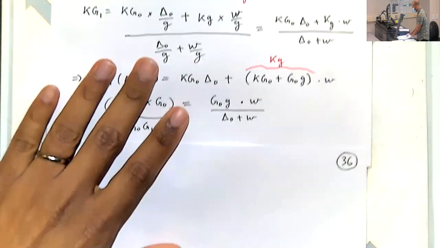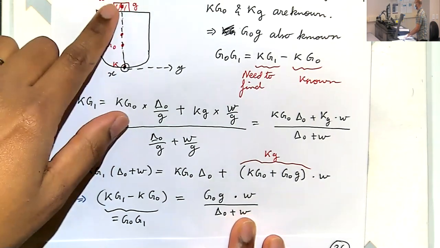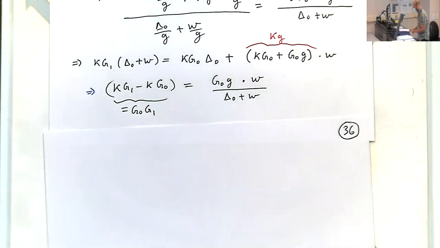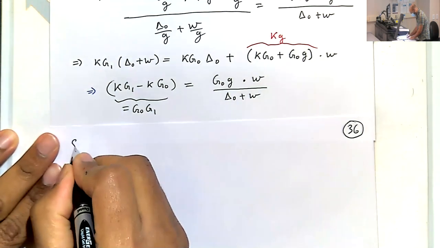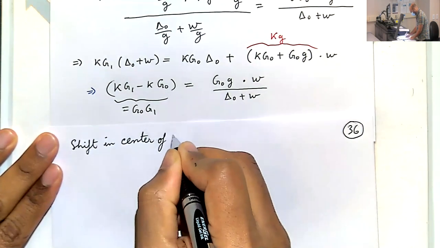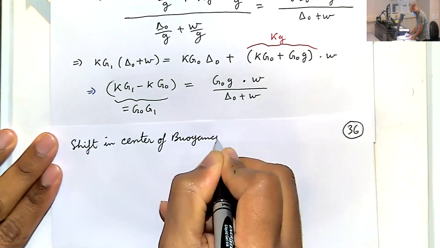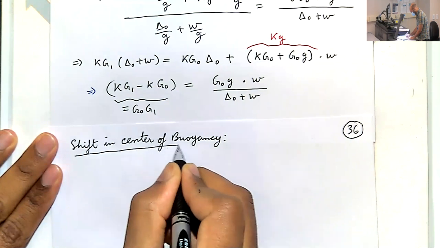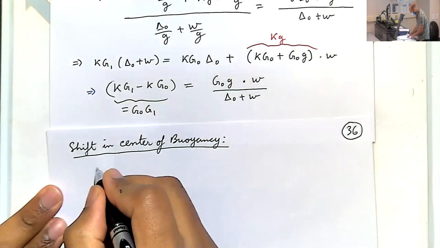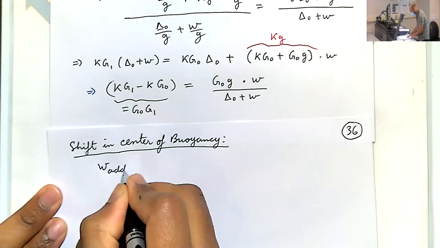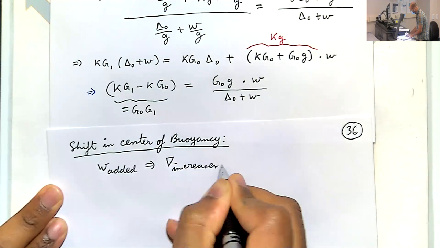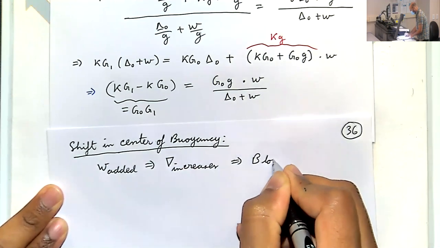So in addition to the change in center of gravity, when you add extra mass, there will be a change in the center of buoyancy because you've changed the submersion. So there's also a shift in the center of buoyancy. The reason is you've added W, which implies the NABLA increases, which implies the B location changes.